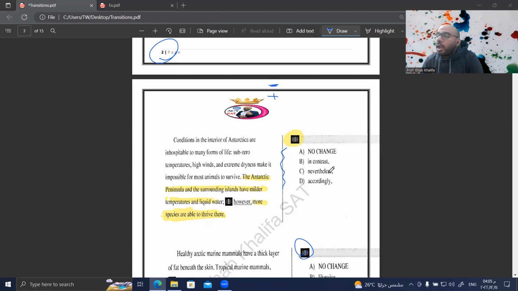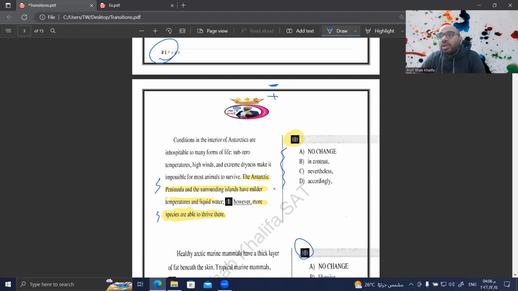Continue. In contrast, contrast means contradiction, right? Contrast means contradiction. So we are talking about positive, negative, or negative, positive. Do you find the relationship of positive, negative, or negative, positive here?